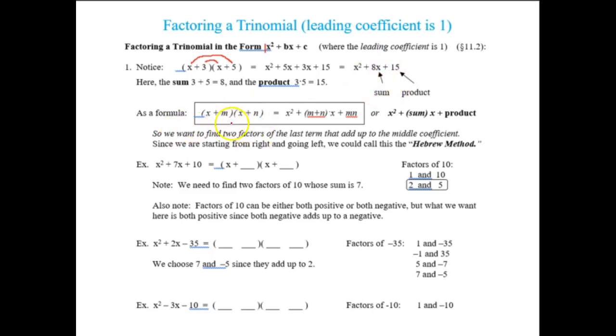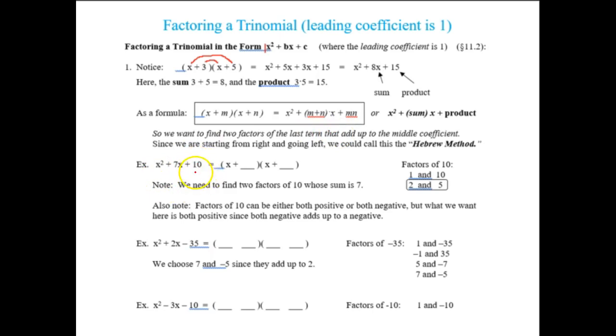Now, the formula for it is here. x squared plus some x plus the product. So that's what you do. You look for the factors of the last number that add up to the middle number. All right. Now I call this the Hebrew method because Hebrew, you read backwards. You start on the right side and go to the left. And so we're going to do that here.